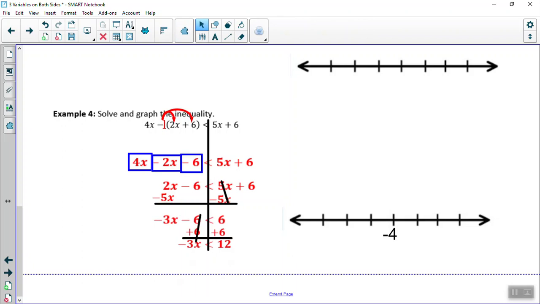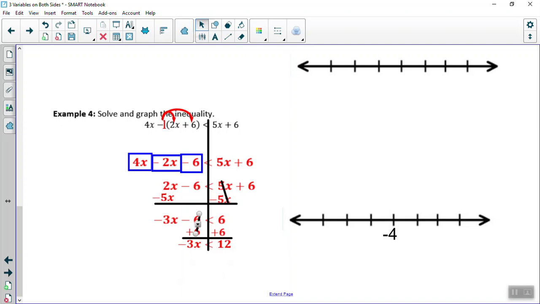My last step, let me put that out of the way. Okay, my last step then finally is going to be to divide by that negative 3. And once again, as soon as I see I'm dividing by a negative number, I immediately go to my inequality symbol and I flip it around. So instead of being less than, it's going to be greater than. So x is greater than negative 4.